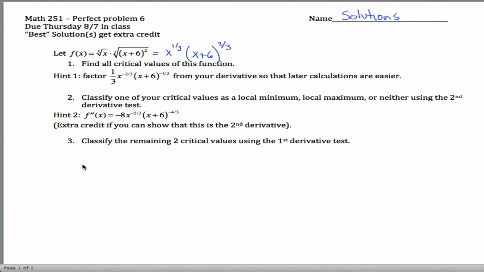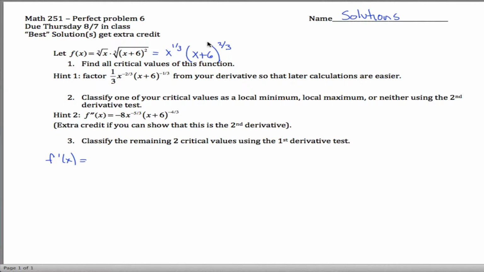To find the critical values, you need to know that critical values come in two different types: when the first derivative equals 0, and when the first derivative is undefined. So either way, we need to know what the first derivative is. Let's figure it out. It looks like I've got a product of two things here, so I could use the product rule.